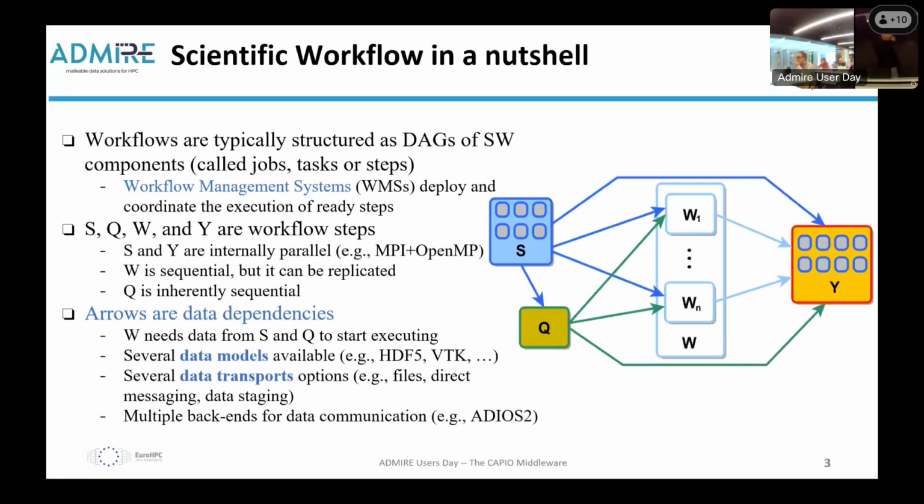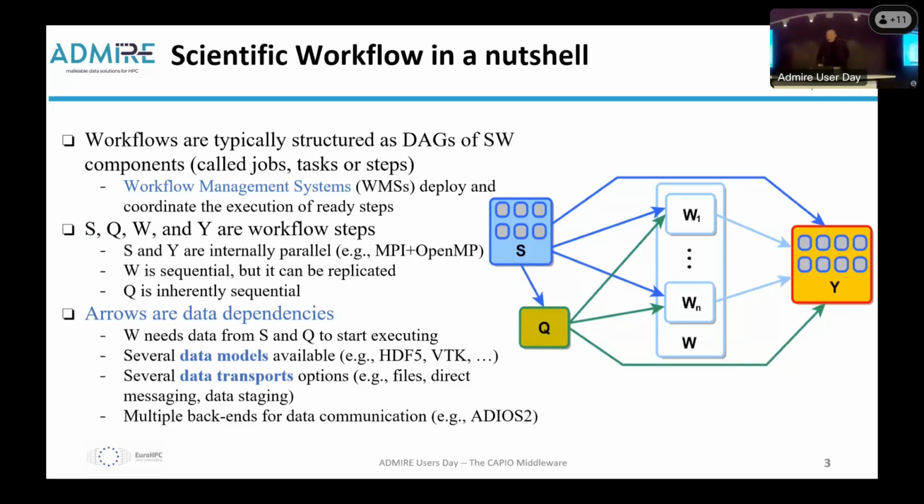So to start, a little bit of context, as I said. What is a workflow? A scientific workflow, in a nutshell, is basically a DAG, a directed acyclic graph, of applications or software components, usually called jobs, tasks, steps, etc.